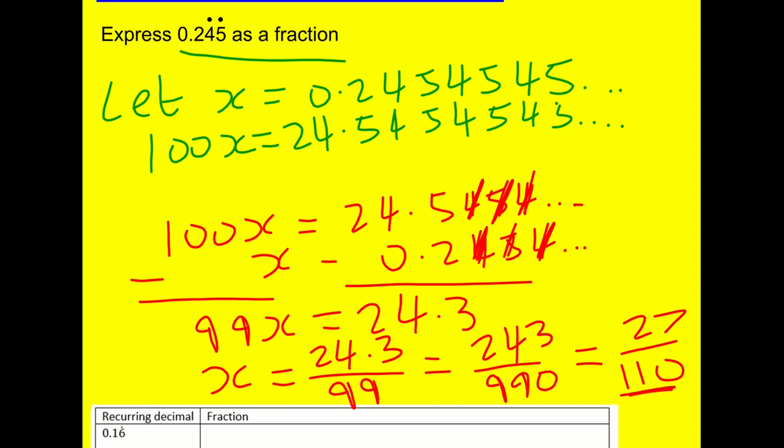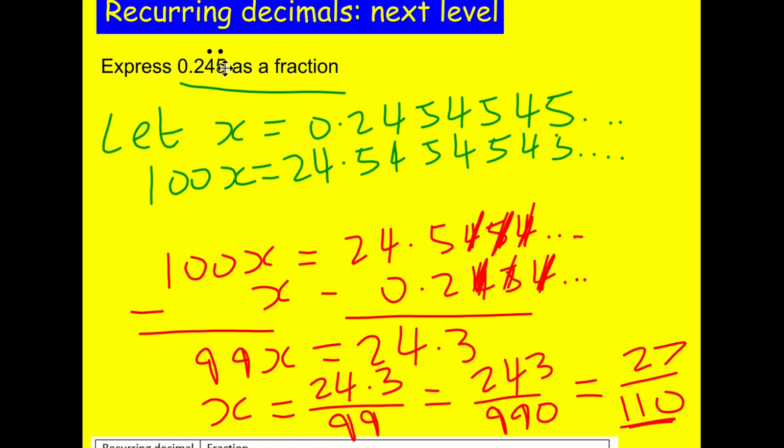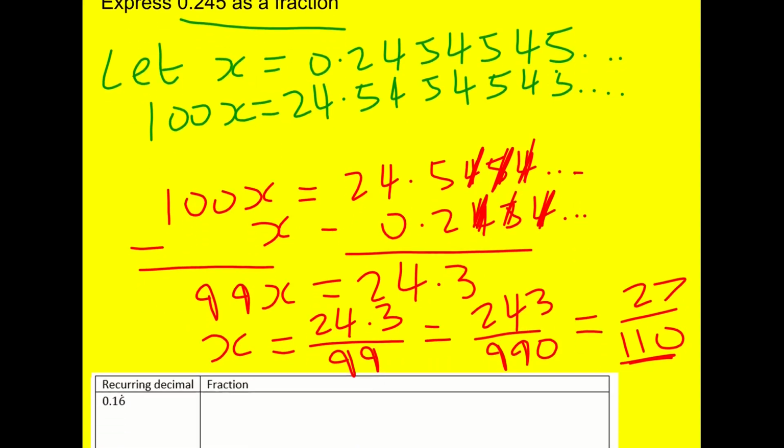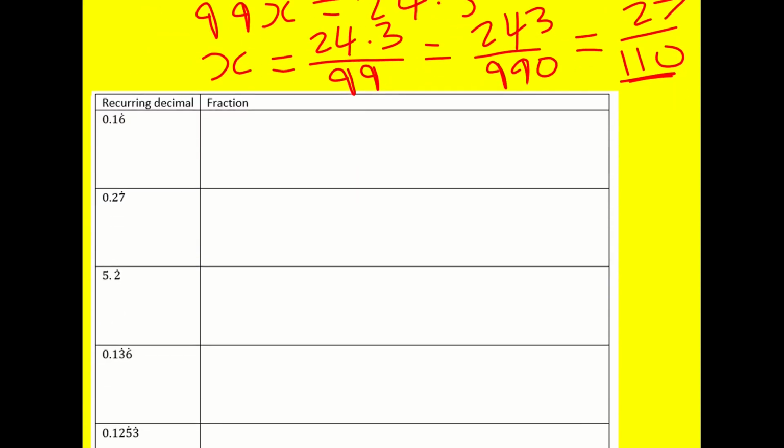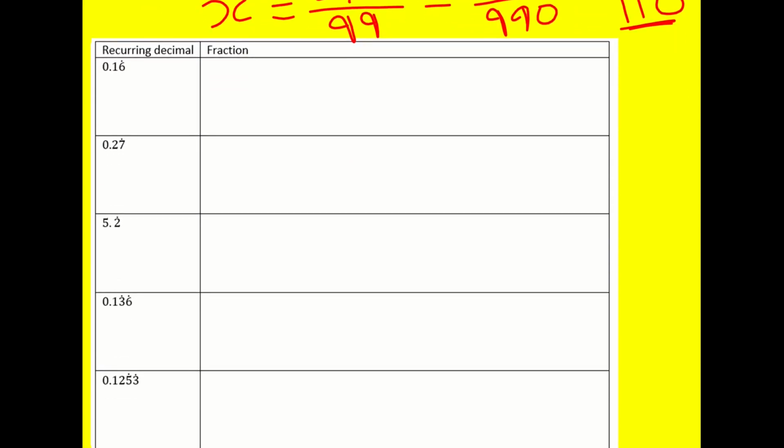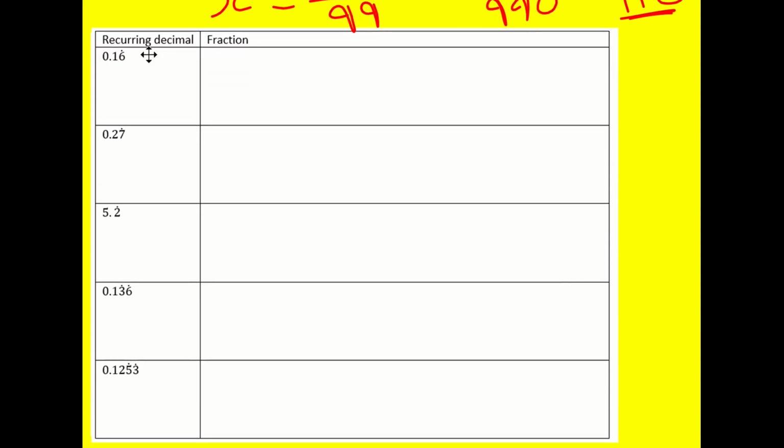So I'm not going to do any more examples on that. It's just a little bit extra to recurring decimals that you should be aware of. And here are some questions to test you on it. On the left, I've got some recurring decimals. On the right, I would like you to write down the fraction that you get. Only parts are recurring, as you can see, but use the same method as before. Please pause this video and have a go now.